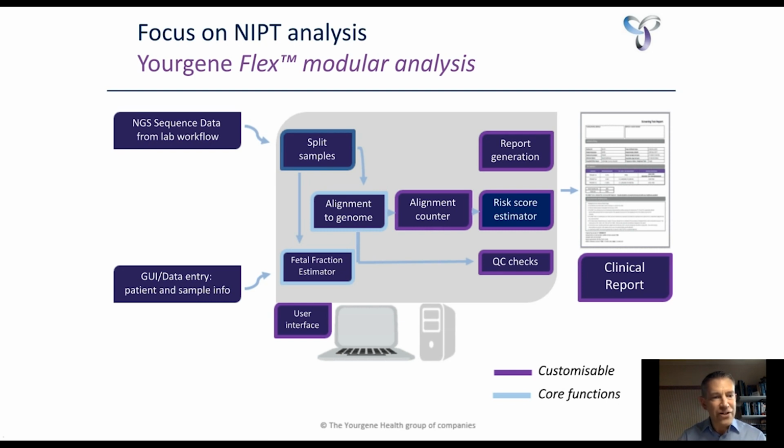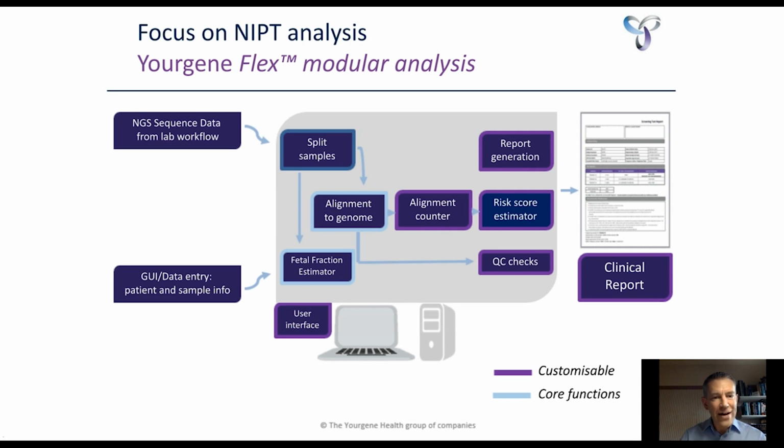And the customizable modules, typically things like those that calculate the final risk score or probability scores for the test. Those that generate the report can therefore be modified to suit the local conditions. Some QC checks. It depends very much on what instruments you've got and what those are doing as to where the points in the data are that you can check against various thresholds to make sure that everything is working in line.